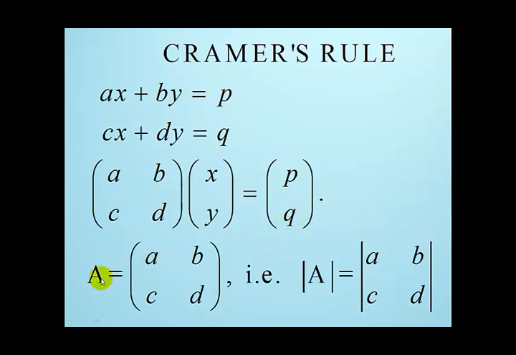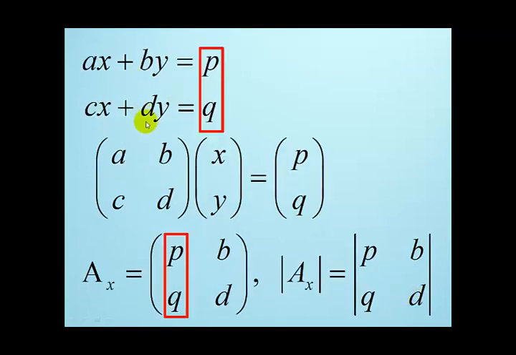Now the matrix A equals [a, b; c, d]. This is called the matrix A. So the determinant will be equal to the determinant of [a, b; c, d]. Now, look at what is going to happen critically here. ax plus by equals p and cx plus dy equals q. Now we know that A is the matrix [a, b; c, d].